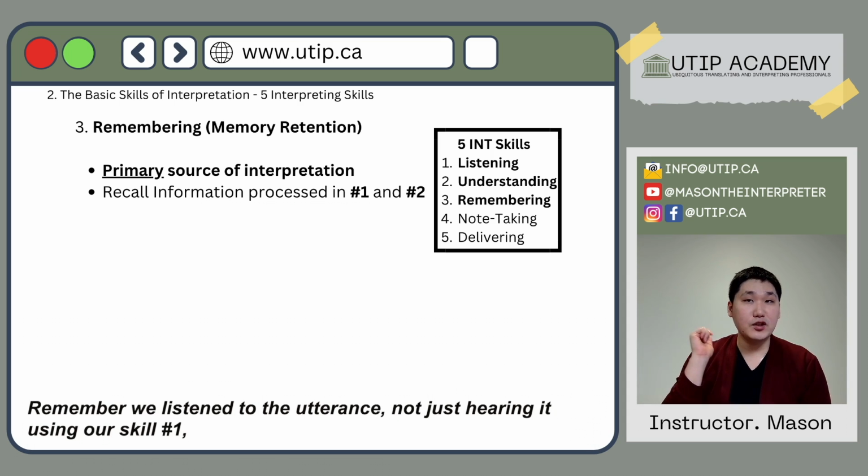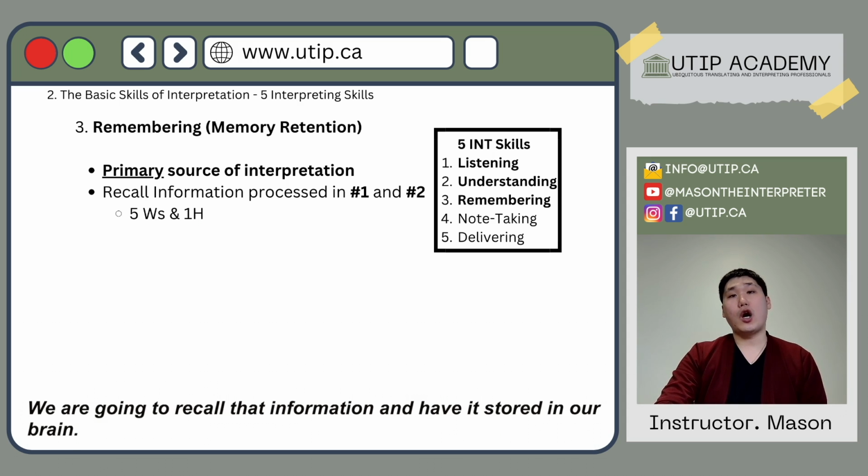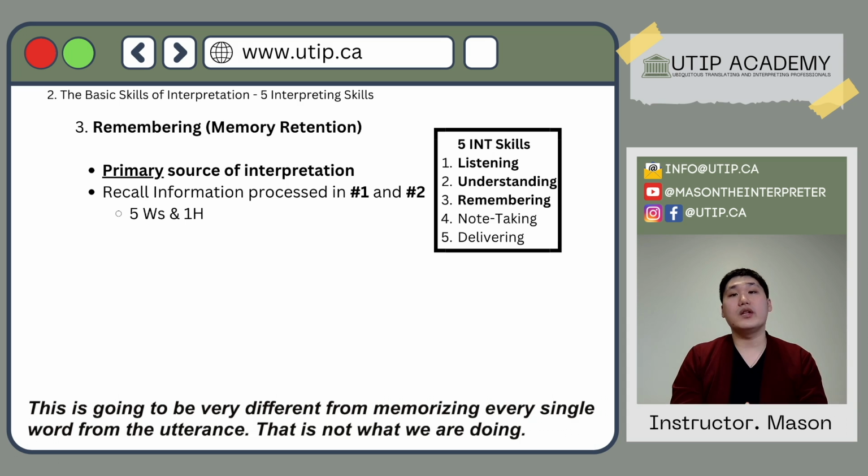Remember, we listened to the utterance, not just hearing it, using our skill number 1. Then we understood the meaning of the utterance by extracting the key information. Remember the 5 W's and 1 H, right? We are going to recall that information and have it stored in our brain. This is going to be very different from memorizing every single word from the utterance. That is not what we are doing.